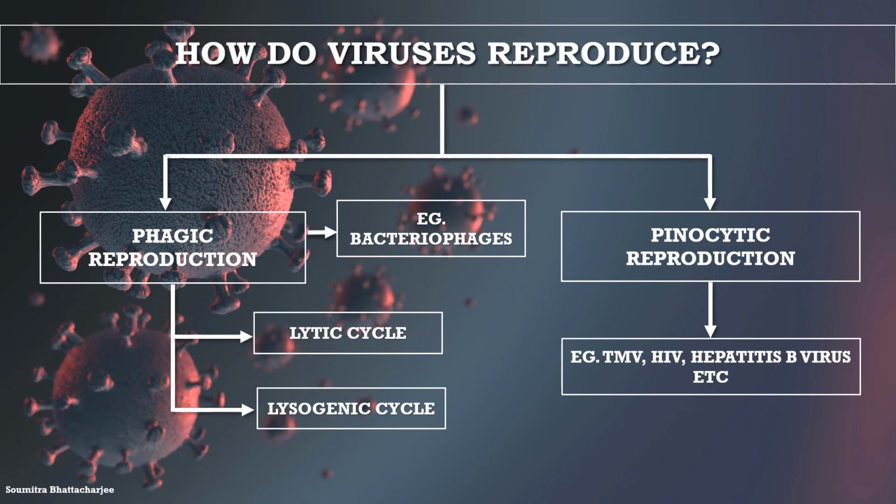A virus reproduces in two major ways: the phagic mode of reproduction and the pinocytic mode of reproduction. A phagic mode of reproduction is exhibited by different kinds of bacteriophages, while a pinocytic mode of reproduction is exhibited by viruses like tobacco mosaic virus, HIV, hepatitis B, etc. In a phagic mode of reproduction, the bacteriophage undergoes two kinds of stages.